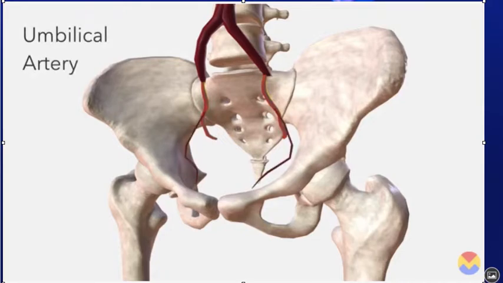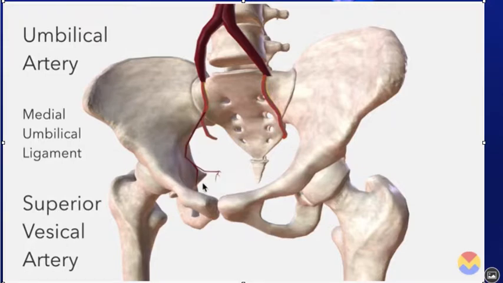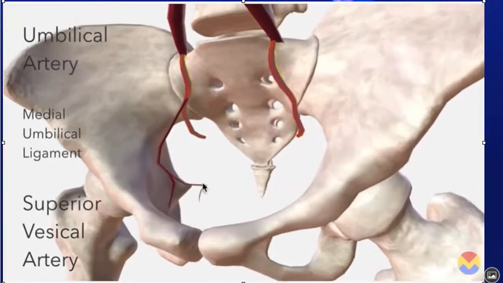Firstly we have the umbilical artery that gets obliterated and part of it remains as the superior vesical artery. The proximal part gets converted into the median umbilical ligament and the rest into the superior vesical artery. You can see this.